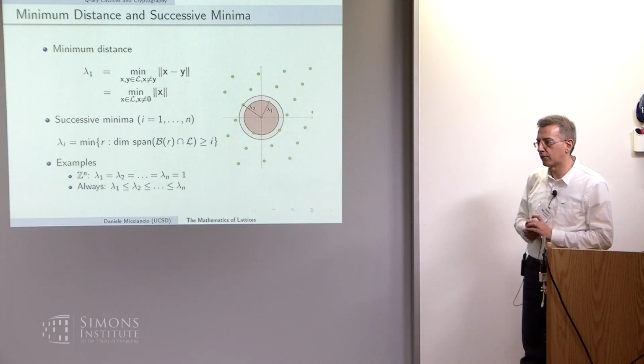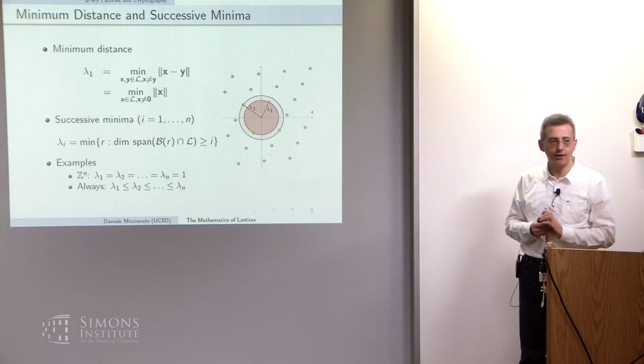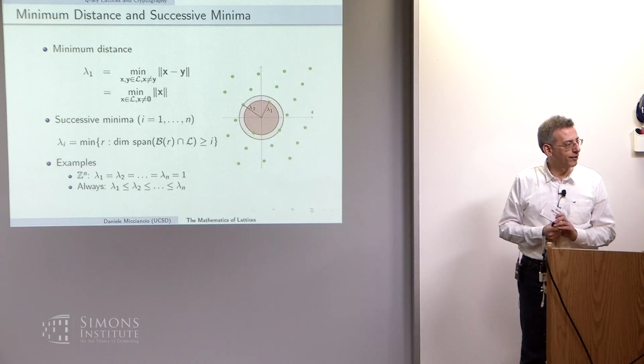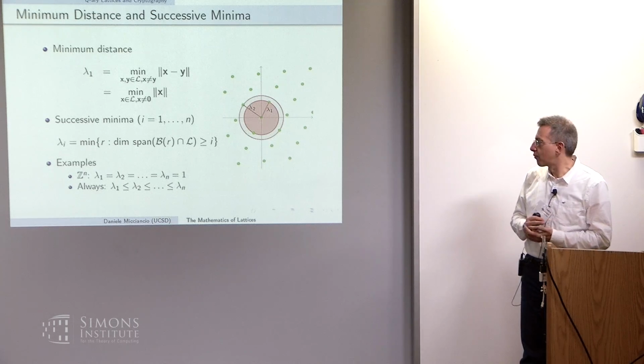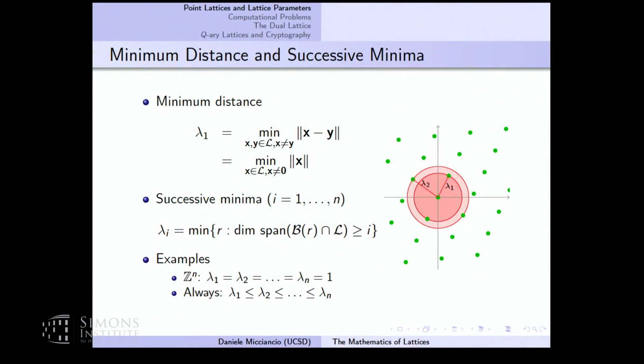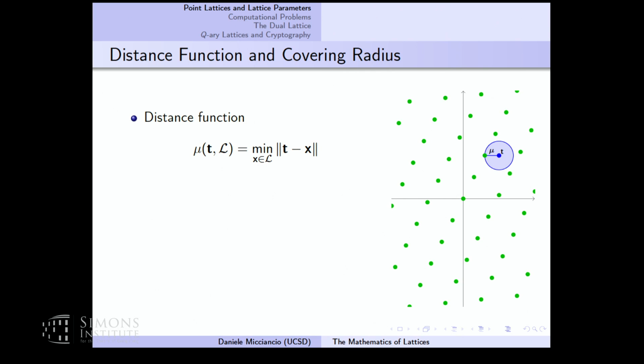So for the students in the audience, you can try to come up with an example, as an exercise, of a lattice where lambda 1 to lambda n are any values that you want. So you can choose those values and then build a corresponding lattice that achieves those values. Okay, so there are many other quantities associated to a lattice. One is a distance function.